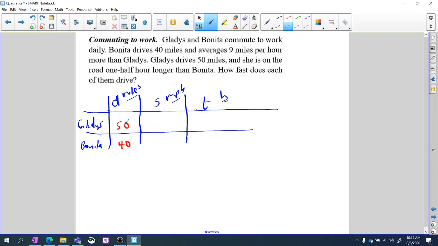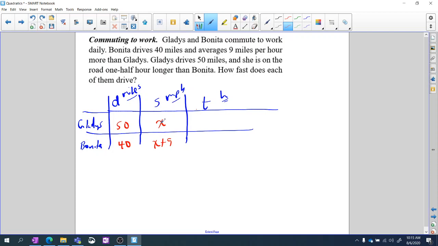Now you've got to read these questions. Students will see here 9 miles per hour, stop reading, and they'll put 9 miles per hour down as Gladys's speed. That's not what it says. It says that she averages 9 miles per hour more than Gladys. Well, I don't know what Gladys's speed is, but I do know that Bonita's is 9 more.